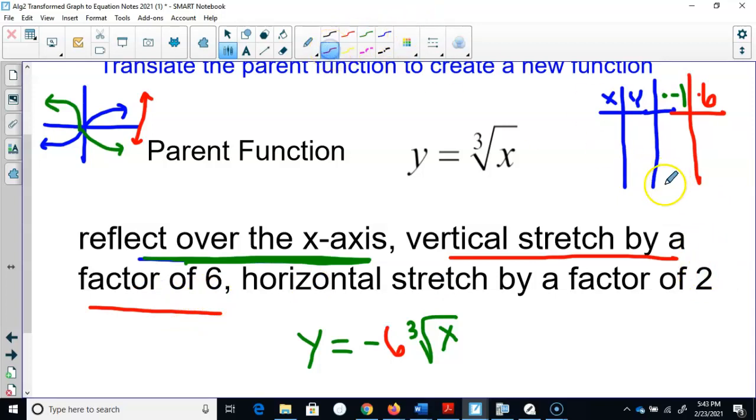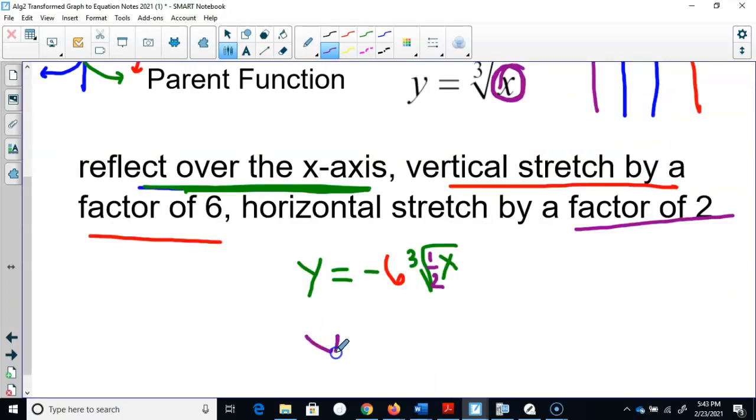Finally, we have a horizontal stretch by a factor of 2. A horizontal stretch by a factor of 2 means that I multiplied by 2 to the x value. Again, I multiplied by 2 to the x value. Well, remember, whatever we do to the x value is the opposite of what's happening inside, okay? So what that means is I actually multiplied by 1/2 inside.